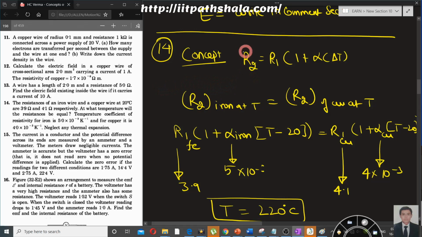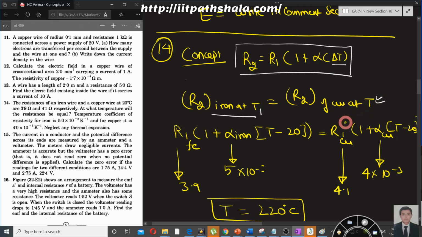The concept I'm using is this one: the change in temperature leads to a change in the resistance of the wire. So now the question is asking at what temperature the resultant resistance of iron is equivalent to the net resistance of the copper at that temperature. So there is a particular temperature T where both of them have the same resistance. That's the concept I am using, and this is the condition he has given me.